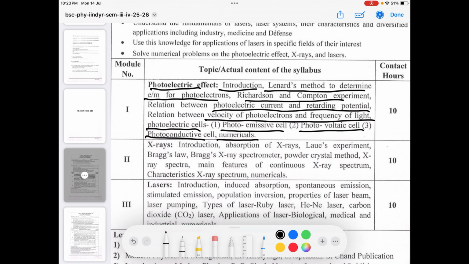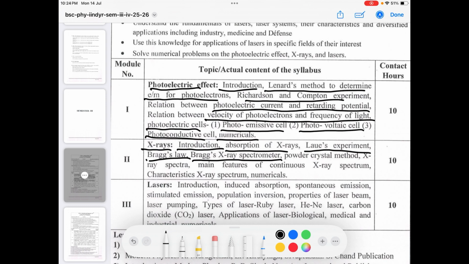Then the second unit is about X-rays. We have to see what is meant by X-rays and the properties of X-rays. In this unit we will see the introduction to X-rays, then the absorption phenomena of X-rays. Then we have to see Laue's experiment. Then there is a famous law, n lambda equals 2d sin theta, that is Bragg's law. Then we have to see the Bragg X-ray spectrometer.